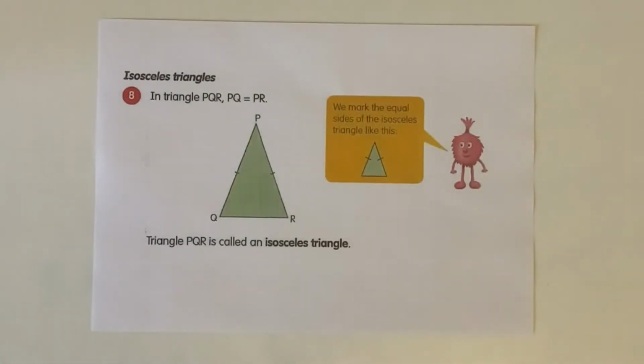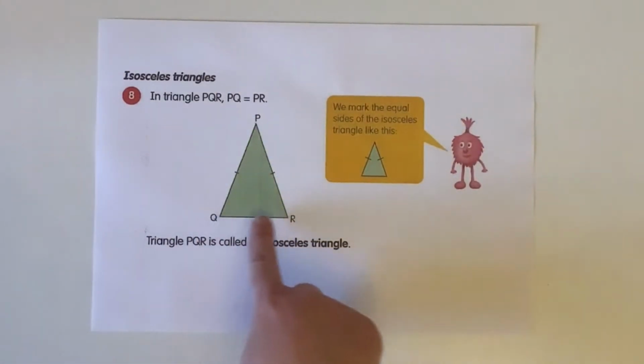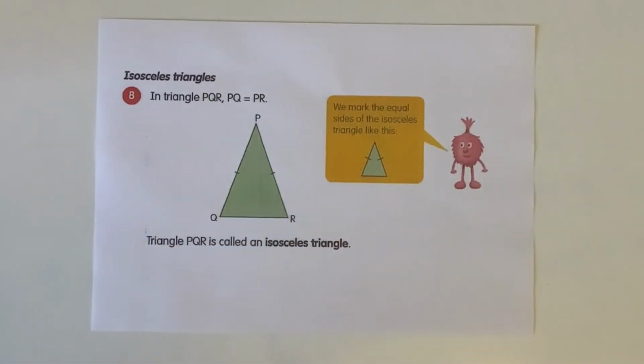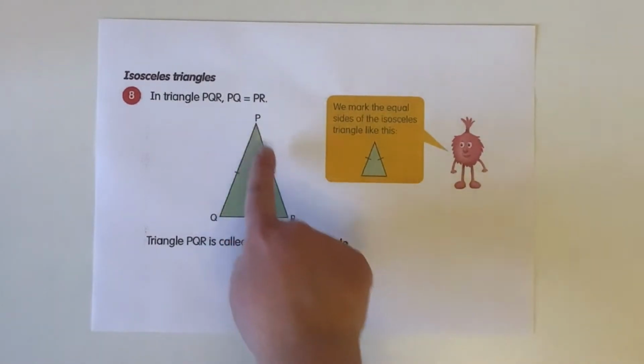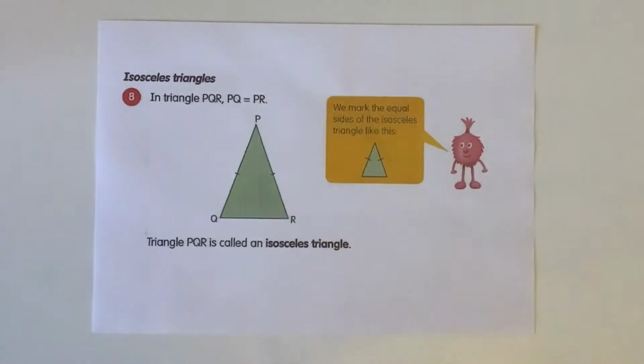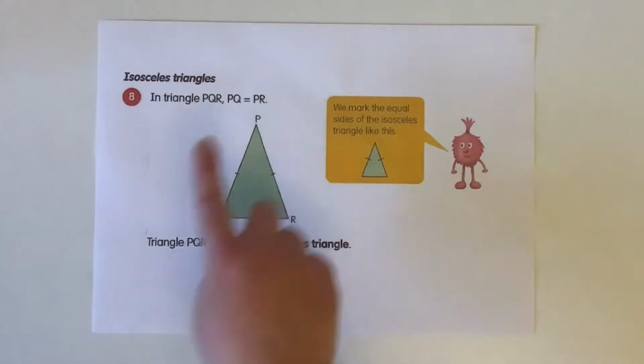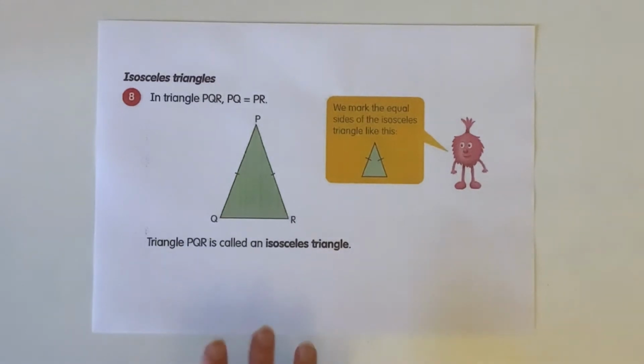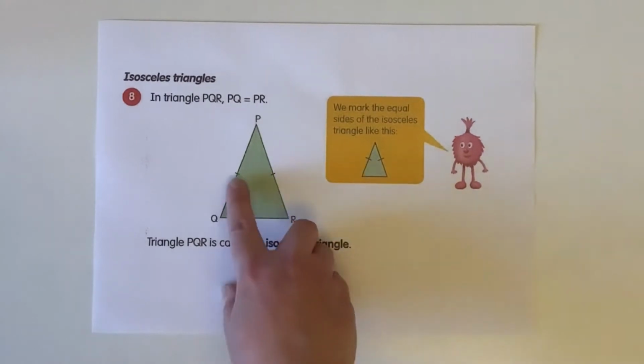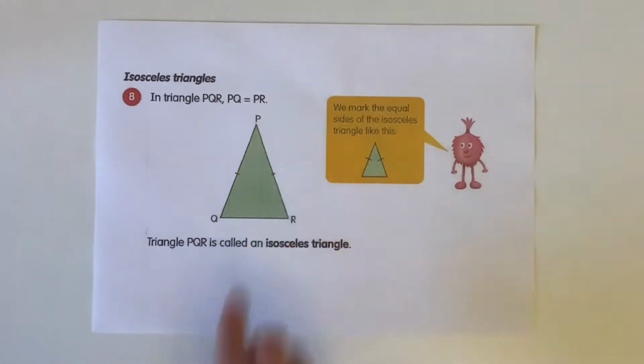Okay, so we have this triangle here, triangle PQR. And we are told that the line PQ and PR are equal. This is an example of an isosceles triangle. On an isosceles triangle, we mark the equal sides with these little dashes here, as you can see. That just shows somebody that those sides measure the same length. An isosceles triangle has 2 equal sides.